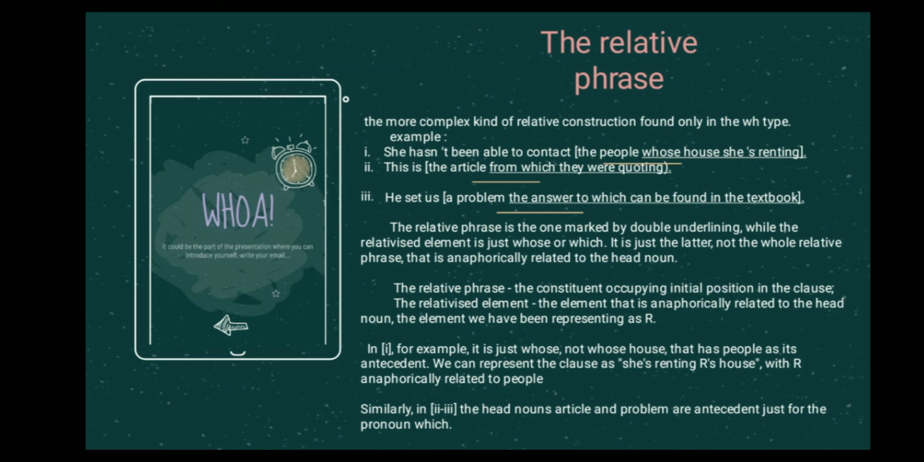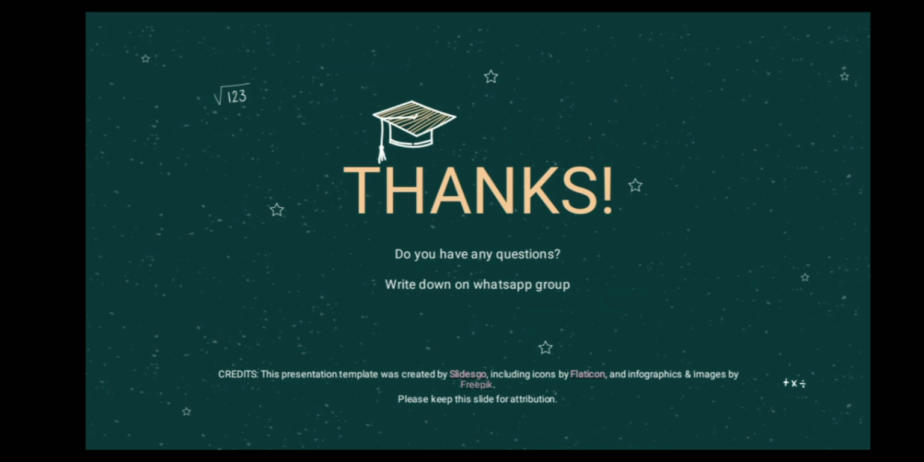In the first example, it is just whose, not whose house, that has people as its antecedent. We can represent the clause as she is renting their house, with their anaphorically related to the people. Similarly, in the second and third, the head nouns article and problem are antecedents just for the pronoun which.